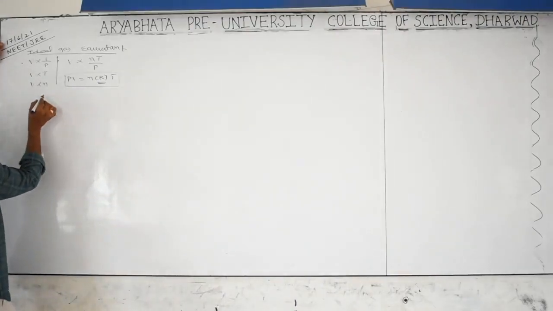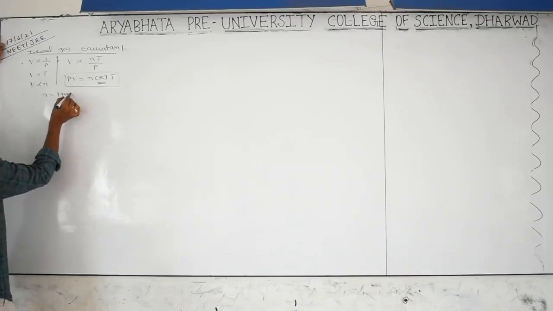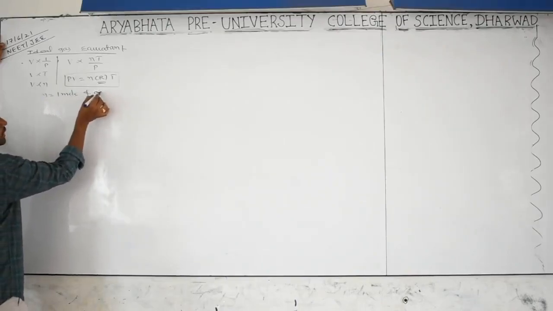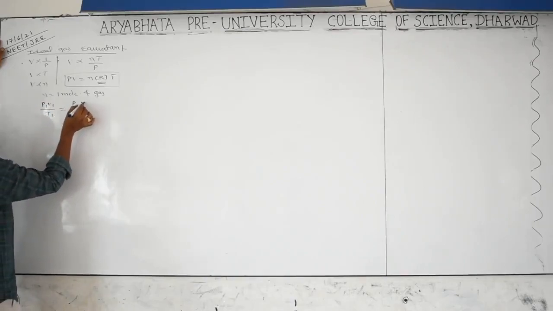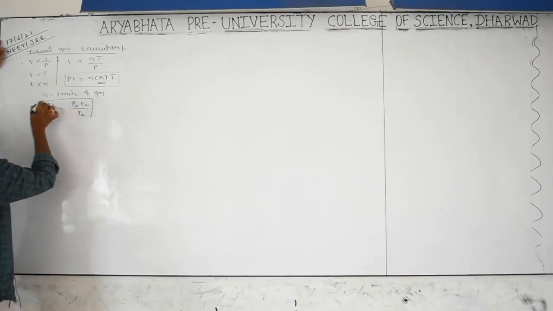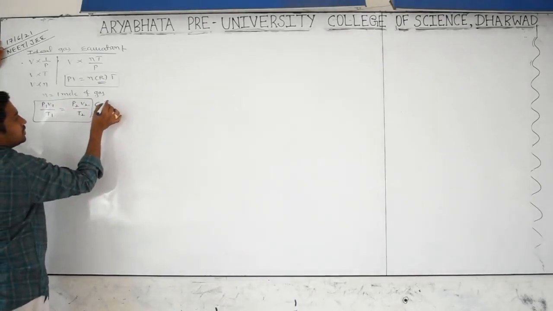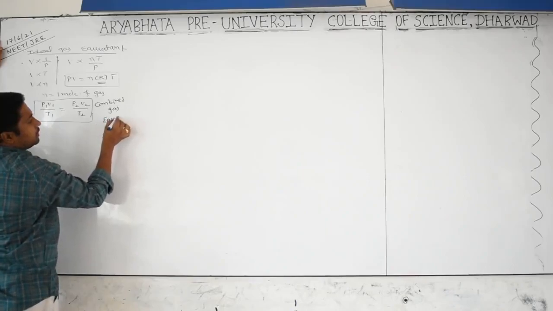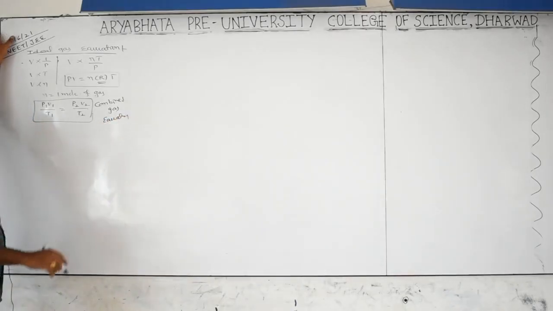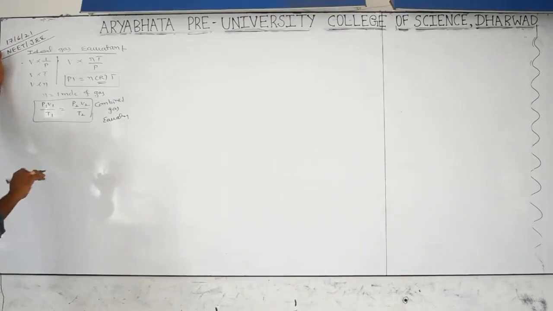If you take n equal to 1 mole of a gas and R is constant, then we get the relation at two different conditions, P1 V1 by T1 is equal to P2 V2 by T2. That is what we call the combined gas equation. In the combined gas equation we should take 1 mole of the same gas, and the R value remains constant. P1 V1 by T1 is equal to P2 V2 by T2.